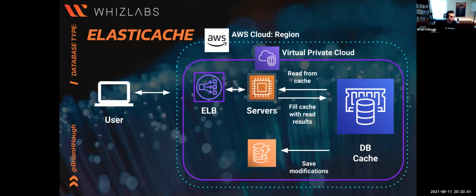When we think about ElastiCache, this is an example of what an architecture could look like. We have our user logging into the system. We might have something like an Elastic Load Balancer, or an ELB, connecting to an EC2 instance or some sort of web server. Then you're able to do different things with the DB cache, maybe reading, maybe filling with read results, and then we could save modifications to a database.